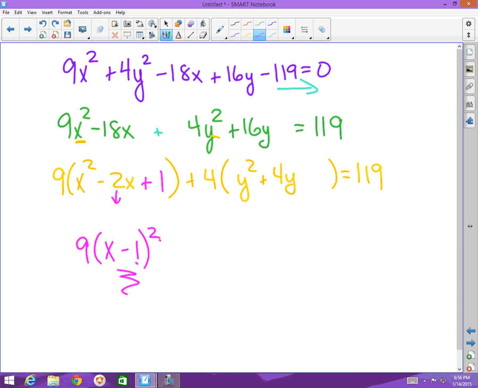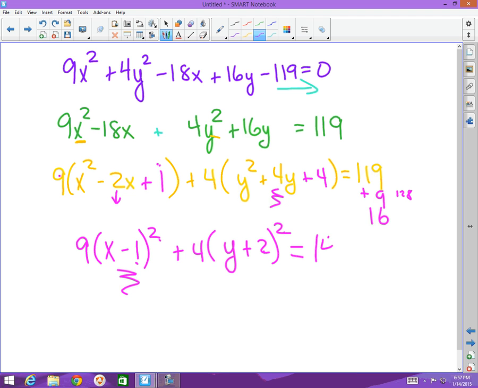Now what you have to add to the other side, because you brought that number in from out here, 9 times 1, is plus 9. And then on this side you have a plus 4 times y plus 2 squared, because you take half of that. And 2 squared is plus 4, but what you add to the other side is 16. So 119, and 9 is 128, and 16 is 144.